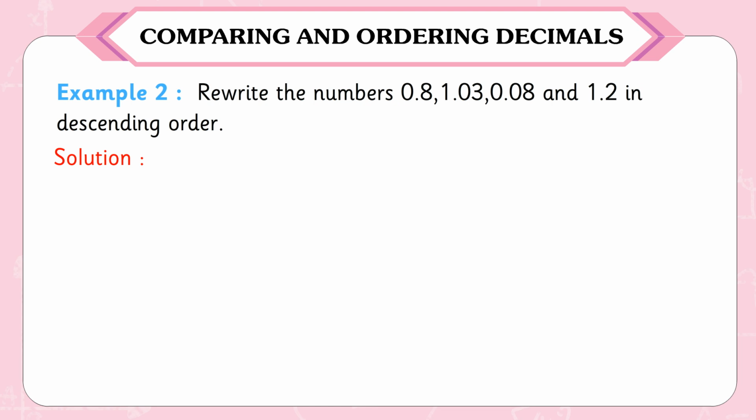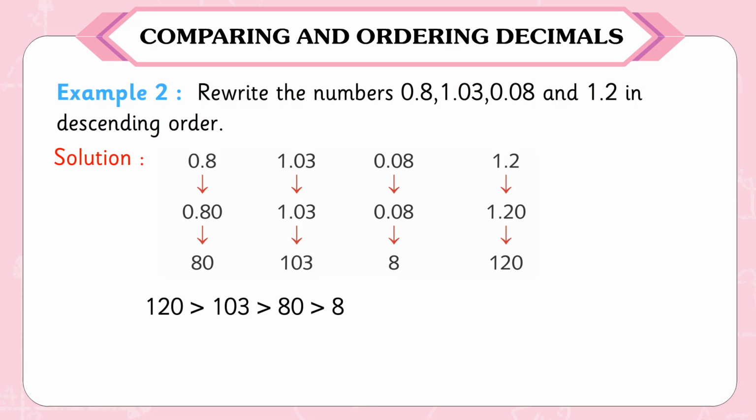Example 2. Rewrite the numbers 0.8, 1.03, 0.08 and 1.2 in descending order. Solution. 0.8 is 0.80, 1.03 is 1.03, 0.08 is 0.08, 1.2 is 1.20.